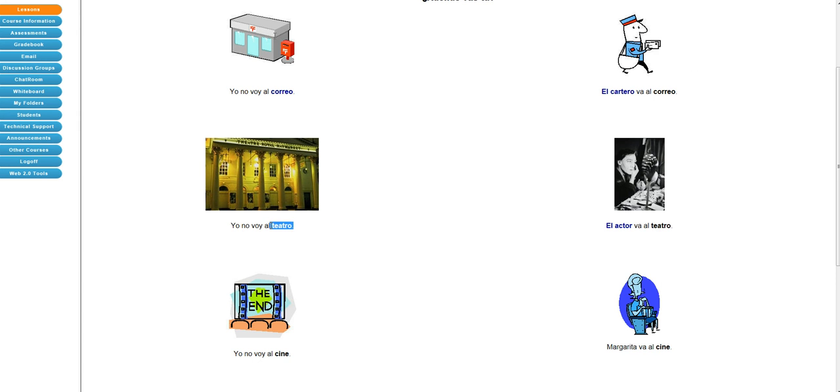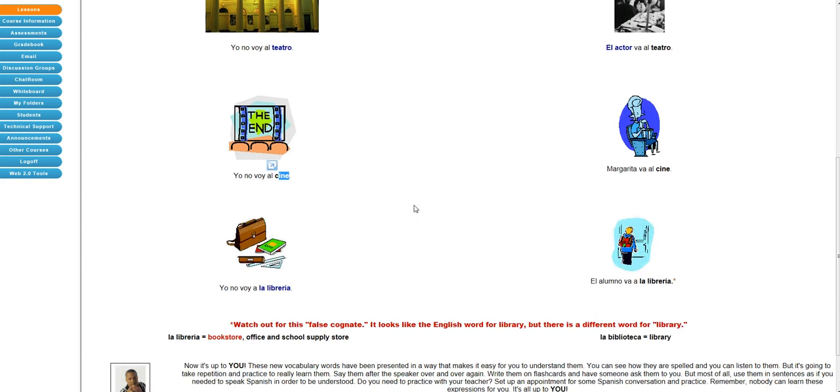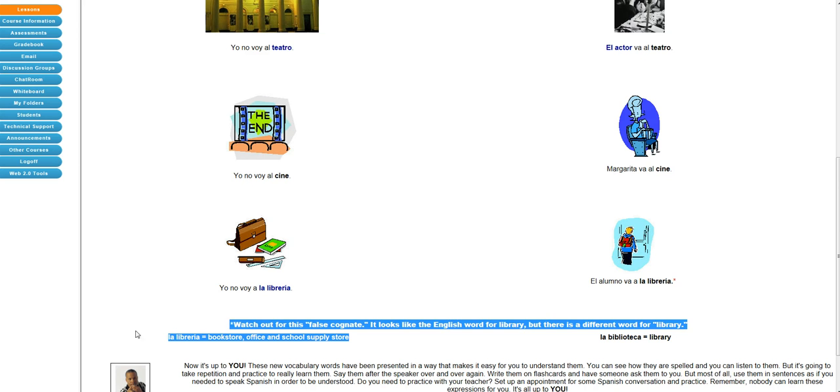We've got teatro, okay, which again, we've got the word up here, so just got to look. El actor va a teatro. We've got the theater, and then we've also got a movie theater, which is different than a regular theater, and that is cine. So you've got a bunch of new vocabulary, and this last one here, librería, okay, you gotta be real careful because it looks like a library, but it's really not. It's called a false cognate. So we already learned library was biblioteca right here, and librería is a bookstore.